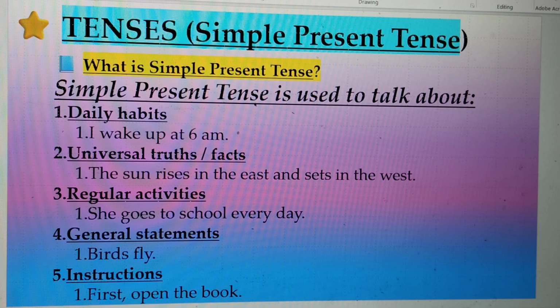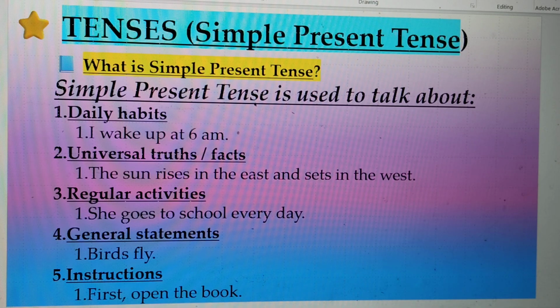Similarly, if I'm talking about a universal truth, which is known by everyone, example: the sun rises in the east and sets in the west. It will always be in simple present tense. Now, if you talk about regular activities, anything which I do on a regular basis, that will also be in simple present tense. Example: she goes to school every day.